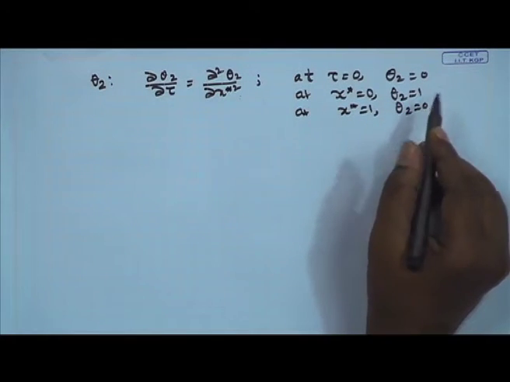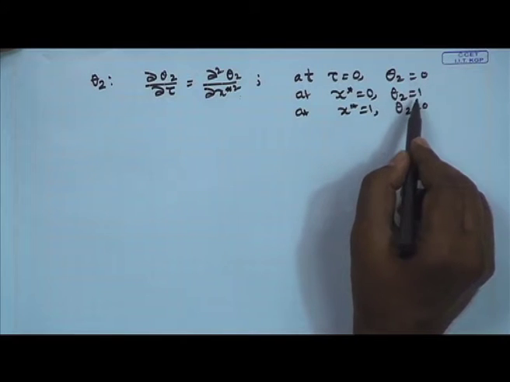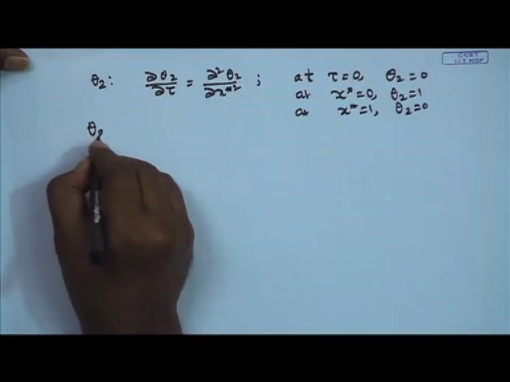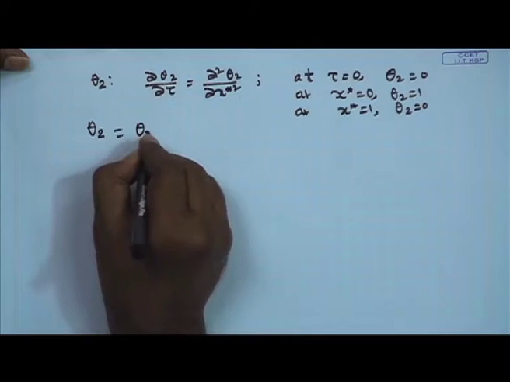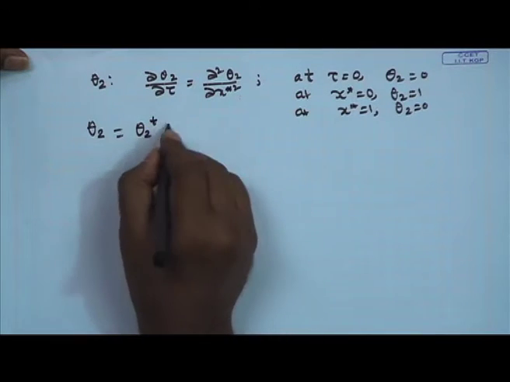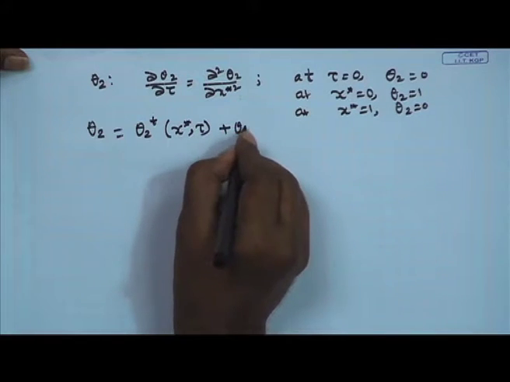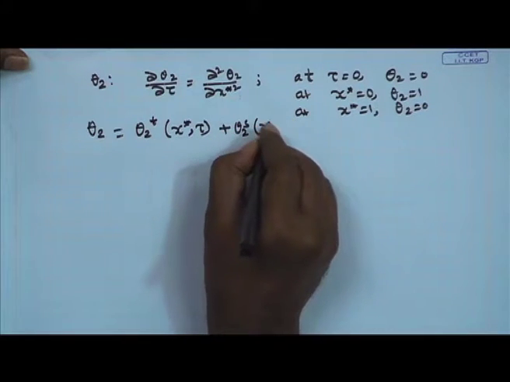So since there is one non-homogeneity at the boundary condition and the initial condition is homogeneous, as we have discussed earlier, we will be breaking down this problem into two sub problems once again, but one part in this case will be a steady state, time independent part, another part will be the transient part. So these will be divided into two parts, theta 2 t, which will be a function of x star and tau both, plus theta 2 s, which will be a function of x star only.